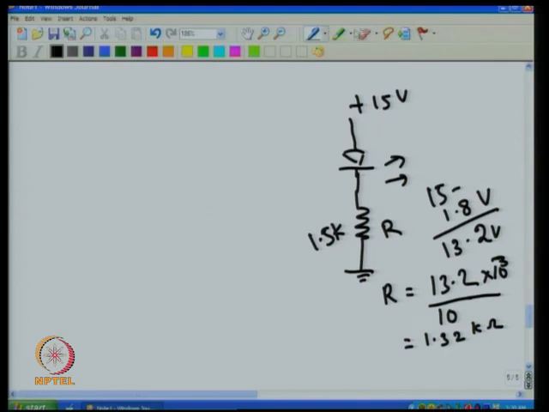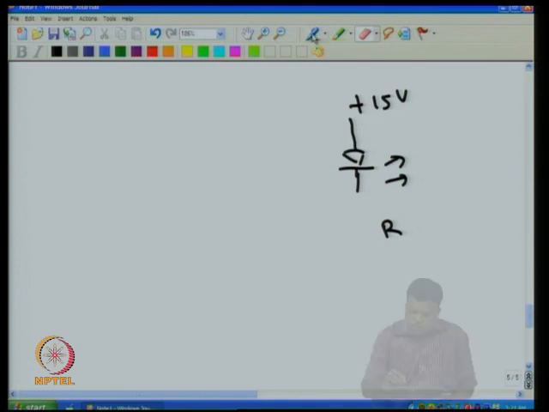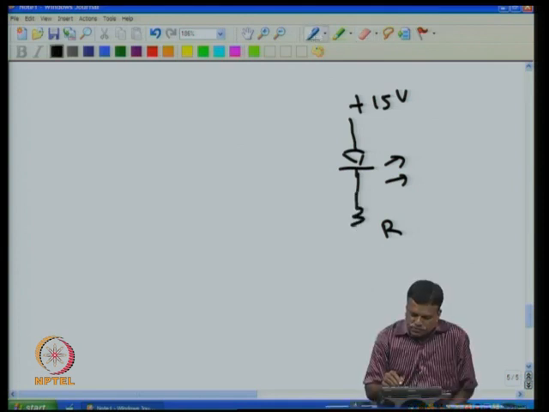Now let us see how to make the LED go on and off using a transistor. For example, I want to make this LED go on and off using a transistor. So what I do is I remove this, then I connect the transistor here. I can use the transistor in this case to switch on and off, connect this.